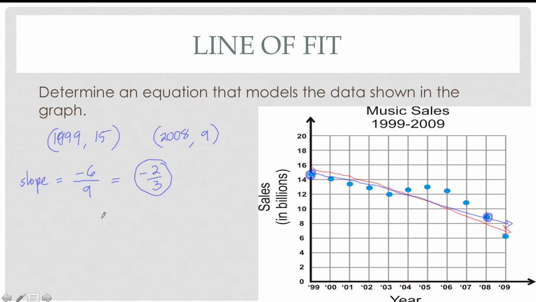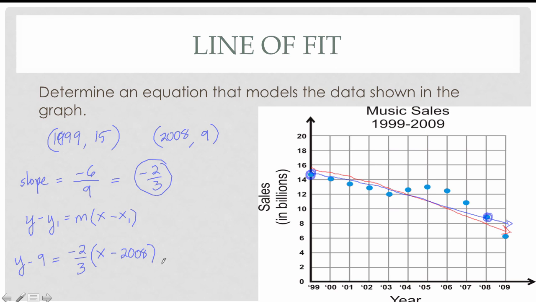All right, now we can use a point to write an equation. So I'm going to use point-slope form: y minus y1 equals m times x minus x1. That's the easiest way if we know a point and a slope. My slope is negative 2/3. And I'm going to use this point right here, 2008 and 9. So y minus 9 equals negative 2/3 times x minus 2008.